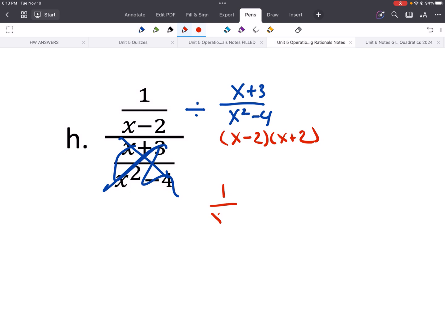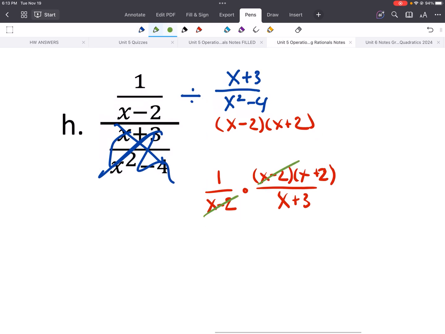So 1 over x minus 2, times, so change, and then flip, x minus 2 and x plus 2 all over x plus 3. Cancel what we can. So the x minus 2's, and that will give us our answer. So x plus 2 and x plus 3. Again, we don't need those parentheses because there's nothing outside of those factors that could multiply.